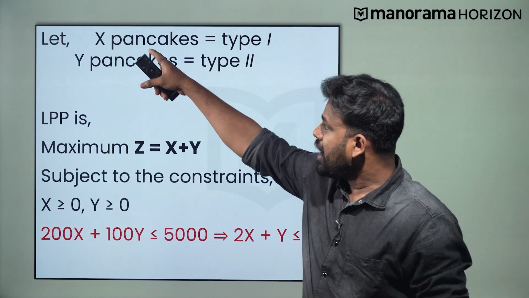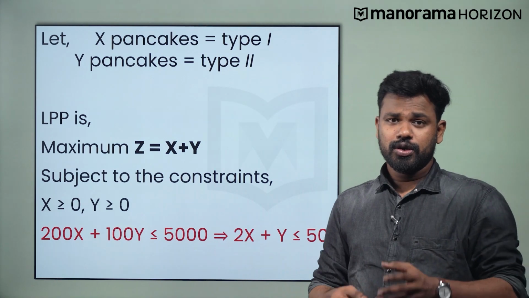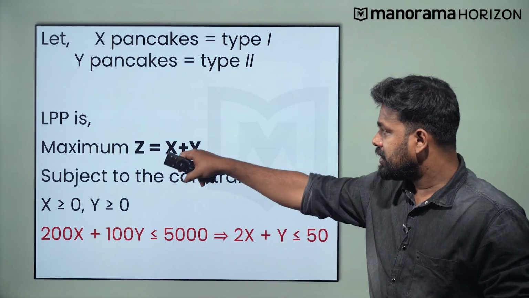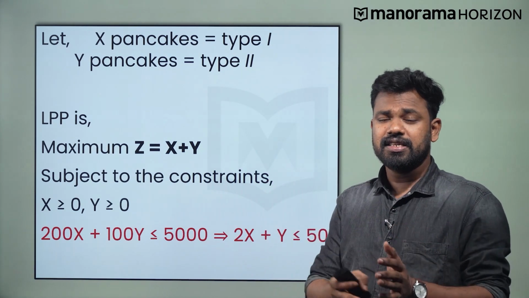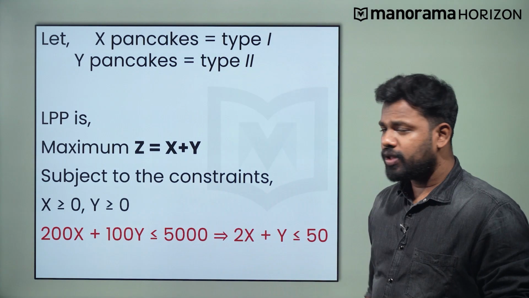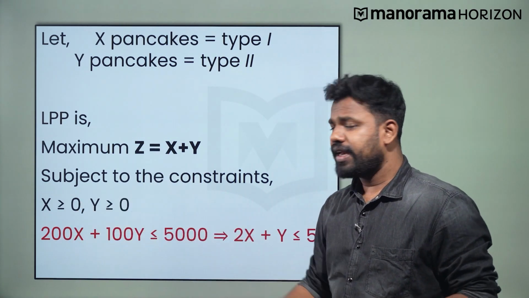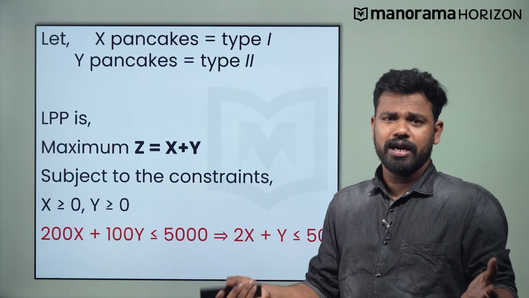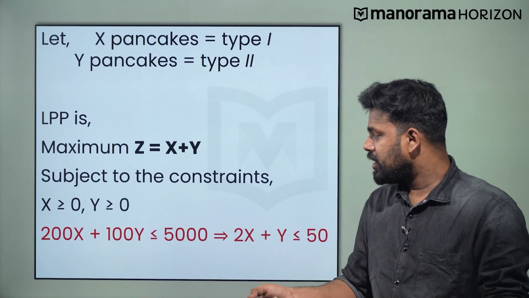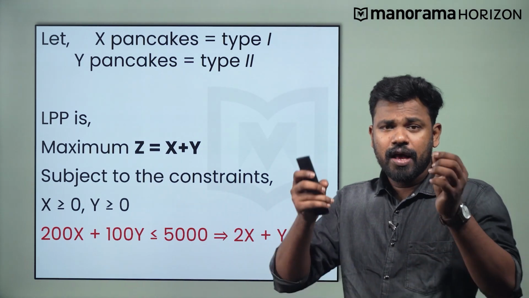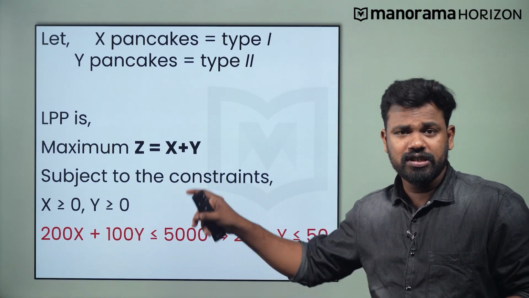I need to have the maximum number of pancakes, subject to certain constraints. So let's stick to the maximizing thing over here. That is, I need the maximum number of pancakes, that is Z is equal to x plus y, subject to the constraints. What are the constraints? The constraints are x greater than or equal to 0, y greater than or equal to 0. Both x and y should be greater than or equal to 0. Basic constraint. The second constraint, 200x plus 100y less than or equal to 5,000. That is, the total amount of flour used should be less than or equal to 5,000. This is the first constraint.